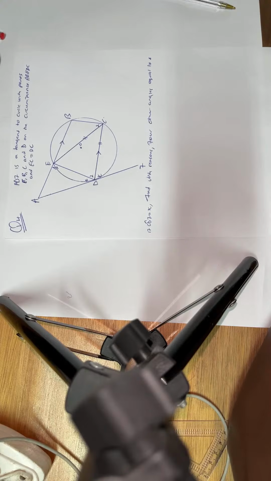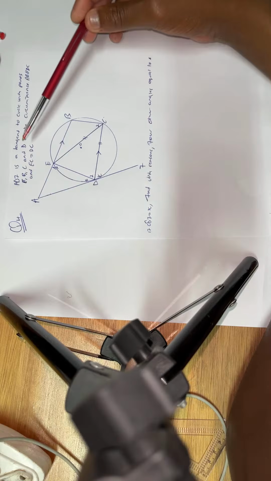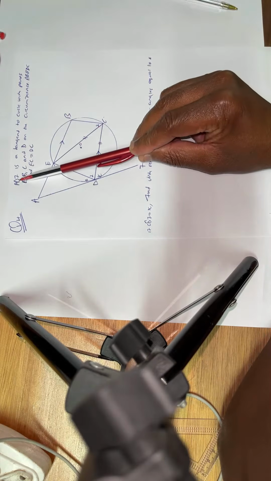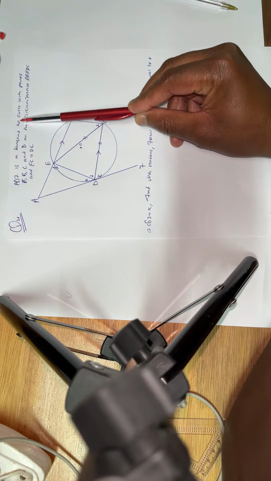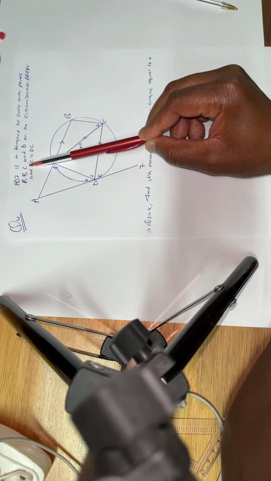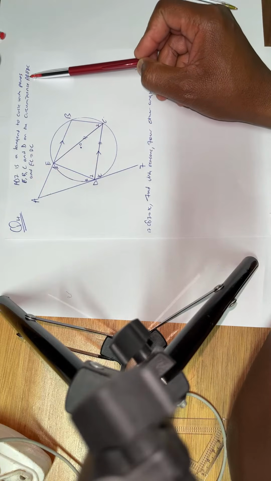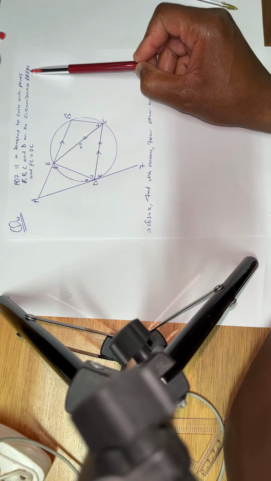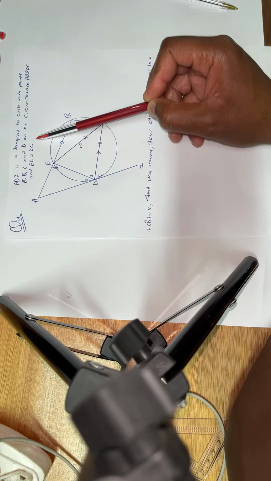Let's look at this question here. They're saying ADF is a tangent to the circle with points E, B, C, and D on the circumference of the circle. AB is parallel to DC, and EC is equal to DC.